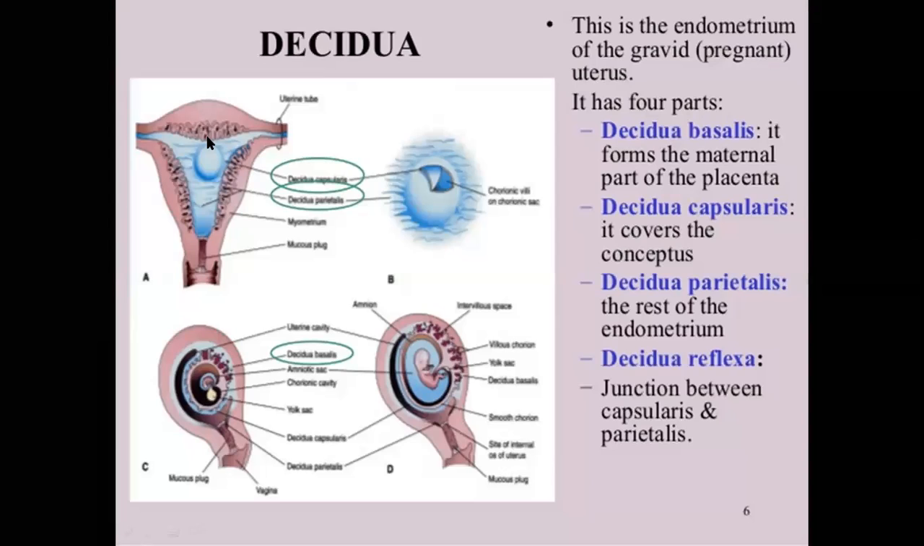Why do I keep telling you? These can be 2 marks questions. What is decidua? What is implantation? What is cytotrophoblast, syncytiotrophoblast? These you have to understand.